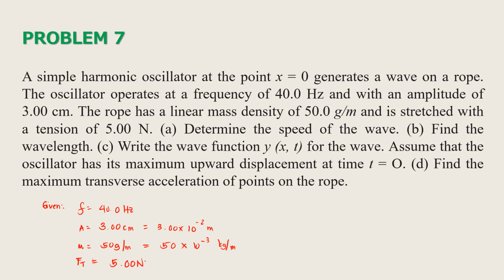Okay, so first we have to calculate the speed. Now we can use this equation: v is equal to the square root of F sub t over mu, since both F sub t and mu are given. So we have the square root of 5 newtons divided by mu, which is 50 times 10 to the minus 3 kilogram per meter. Okay? So v is equal to 10 meters per second.